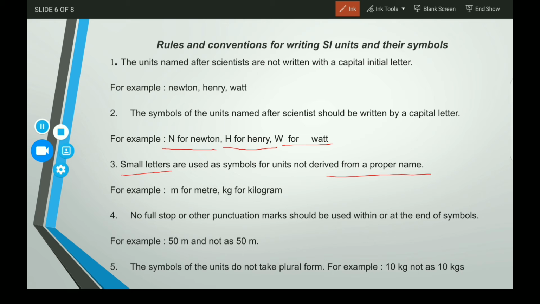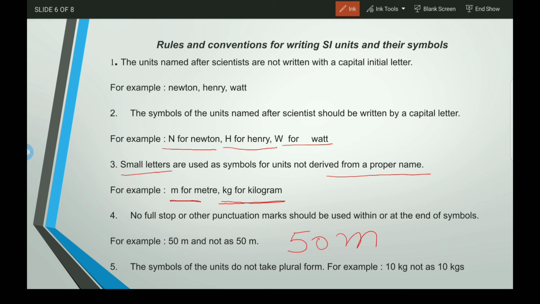For example, when we use m for meter, m should be written with a small letter. When we use kg for kilogram, kg should be written in small letters. When we use s for second, s should be written in a small letter. Next, no full stop or punctuation mark should be used within or at the end of a symbol. When we write the measurement of any physical quantity, we write it as 50 m. We need not put any punctuation mark at the end of the measurement.